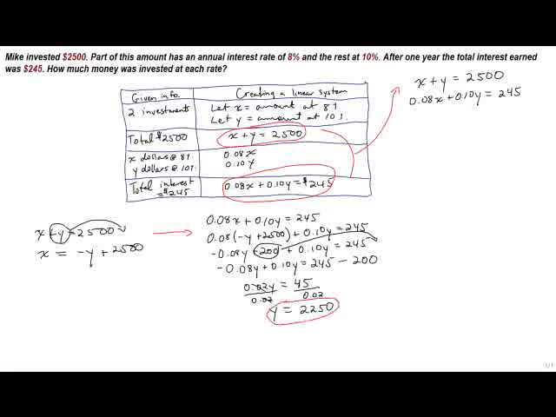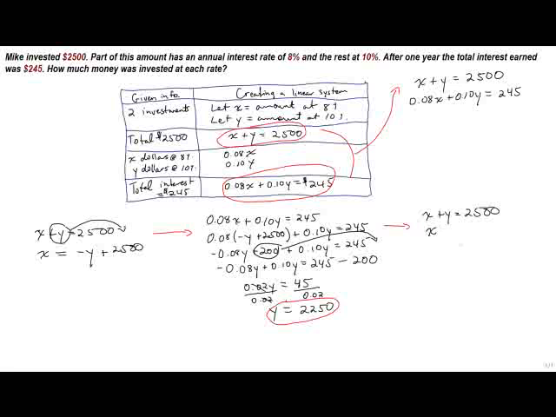If we look back at our table, we came up with let Y equal the amount invested at 10%. So we just determined what Y is, $2,250. Mike invested that at 10%. And what's left now is to determine the X value, the amount that he invested at 8%. So we're going to substitute Y equals 2,250 into our first equation, X plus Y equals 2,500. And that's going to leave us with our X value.